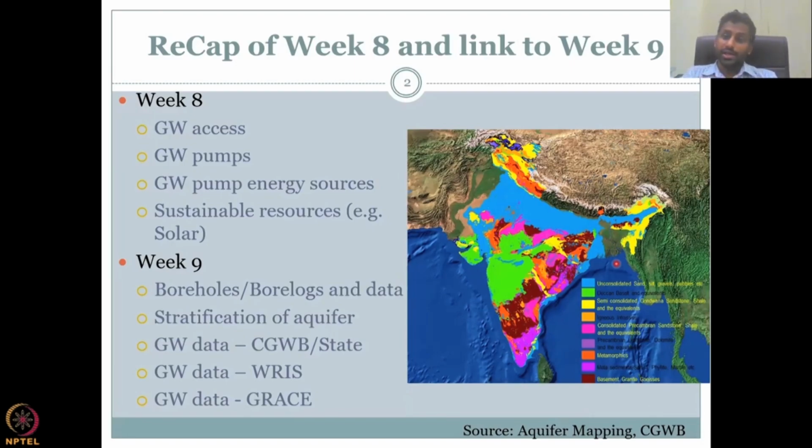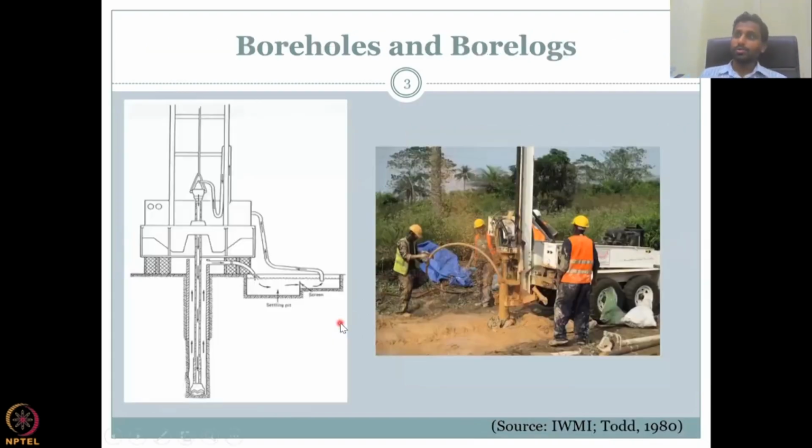Because it is not only created by the layerings which is happening, but also the data which is taken at different depths, and the dominant aquifer is mapped for India. Okay, so let's move on to today's lecture, which is the boreholes and bore logs.